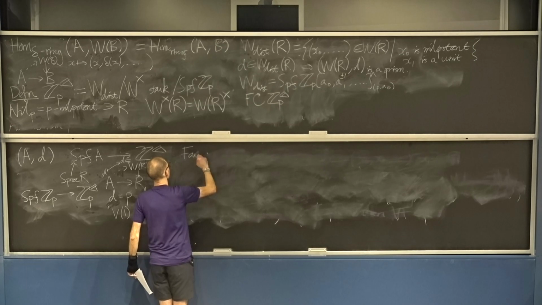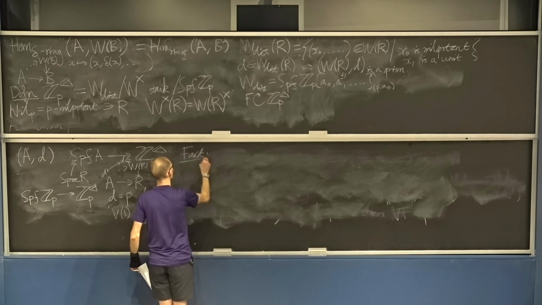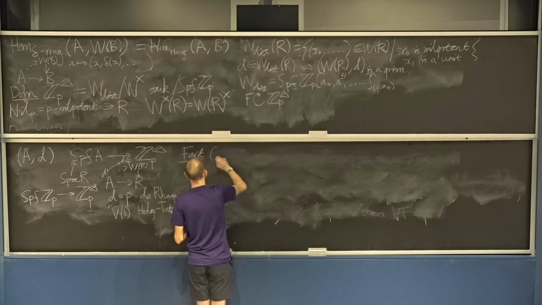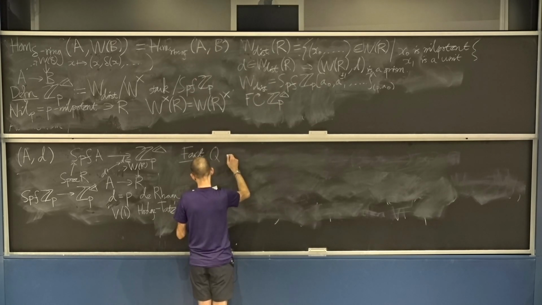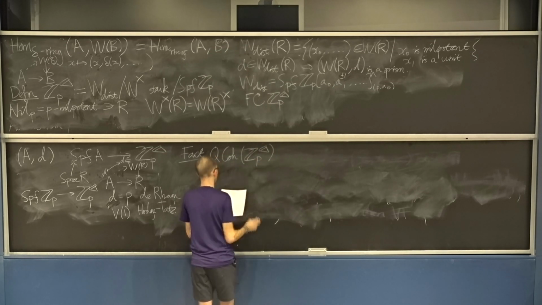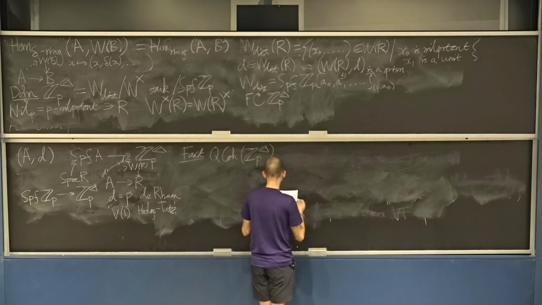Okay, and then there's a fact, which is that prismatic crystals, which we could just define to be, I mean, these are maybe quasi-coherent sheaves on CP prism by definition. These are called prismatic crystals.